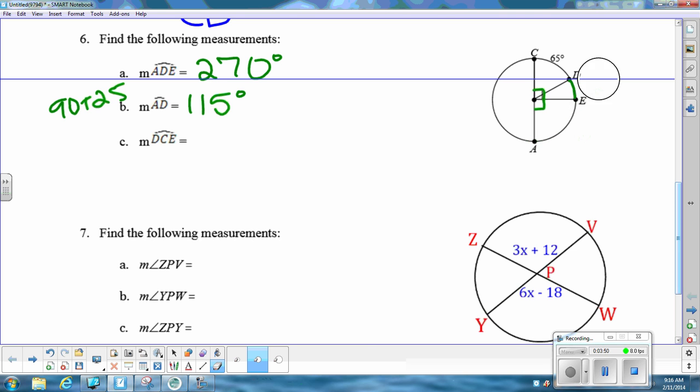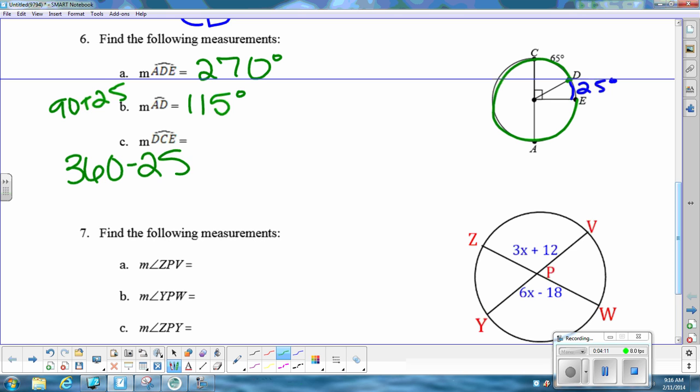The last one here is arc DCE. We start at point D, go through point C, continue around to point E. So it's everything except for arc DE. Everything except this arc in blue, and we already know that that's 25 degrees. So DCE would be 360 minus 25 to give us a total of 335 degrees.